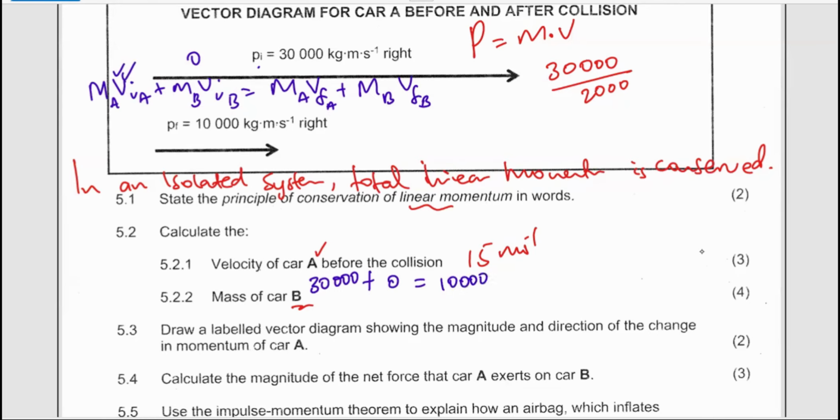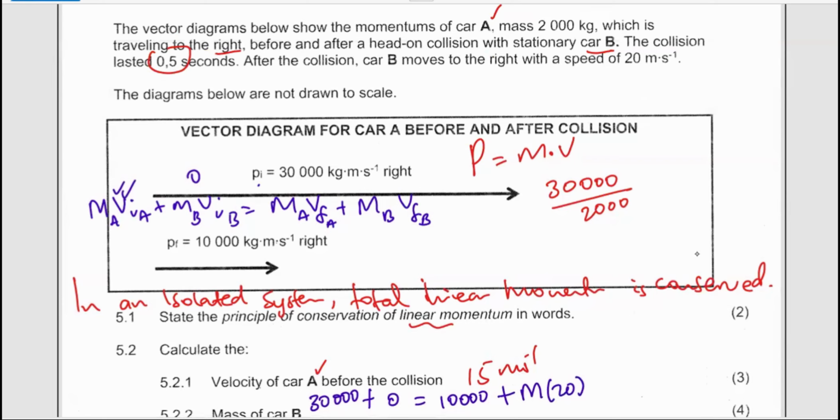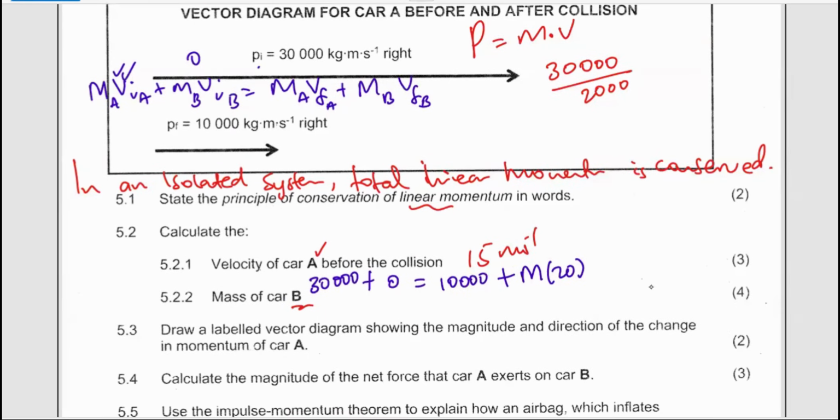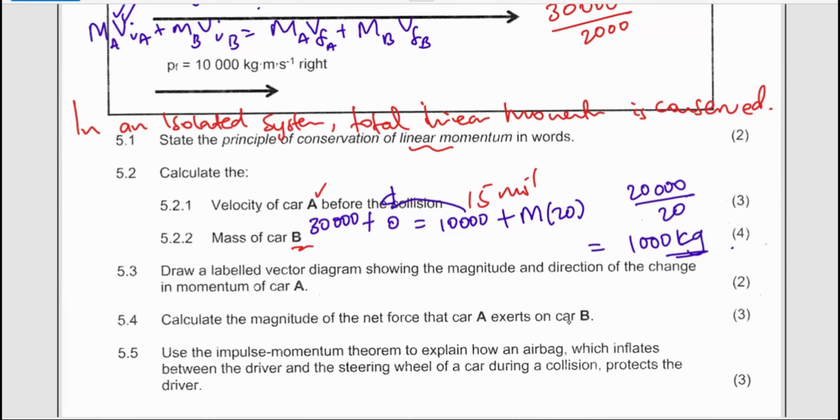And then the final here is going to be mass multiplied by the 20, since they told us that the body is moving at 20 meters per second. So let's move this 10,000 to that side, meaning that we're going to have 20,000 divided by 20. So this gives me 1,000 kilograms. All right, then 5.3, they want us to draw a labeled vector diagram showing the magnitude and direction for the change in momentum.